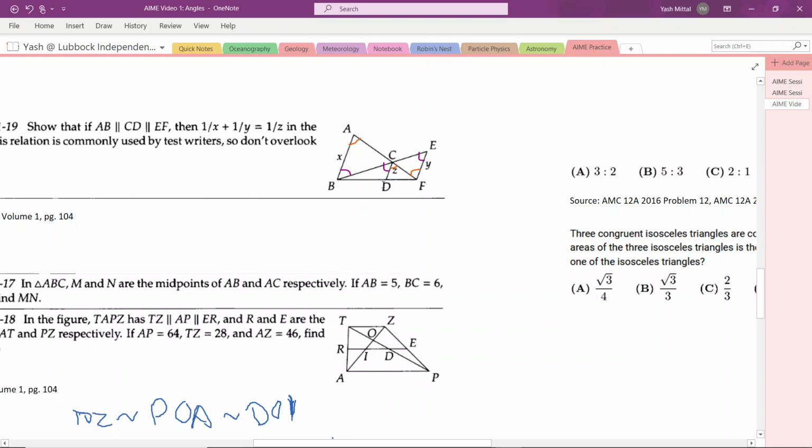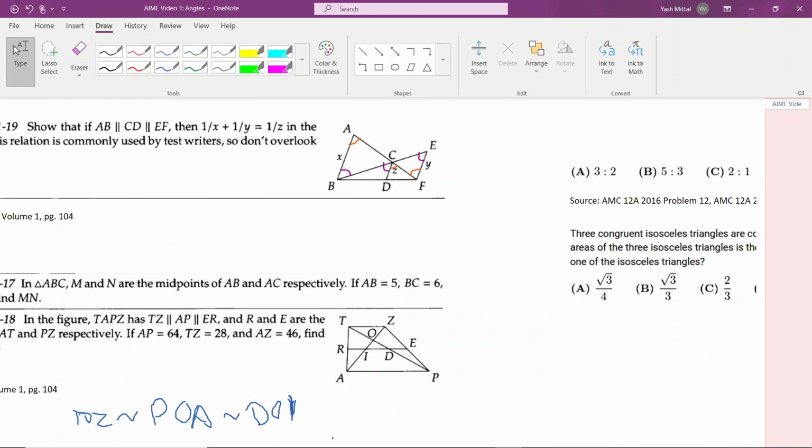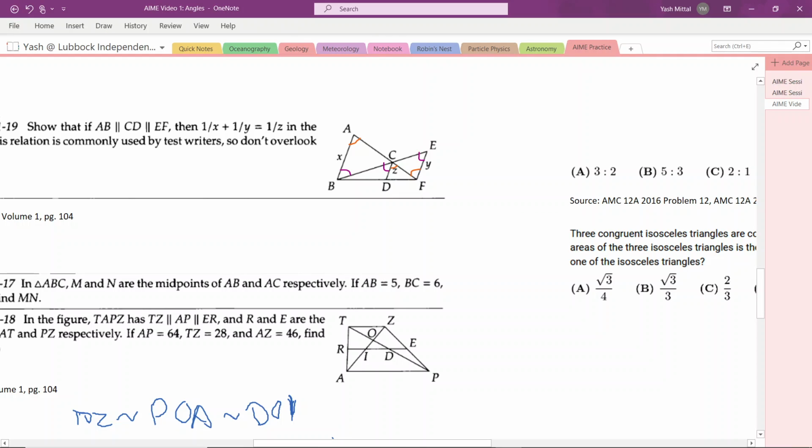Notice how that works. EF and CD are parallel, and so we can figure out similar triangles CEF, BCD, ABF, and CDF. Let's try comparing ABF and CDF, so we can compare x and z. We can choose two sides, let's say BF, so x over BF is equal to z over DF.